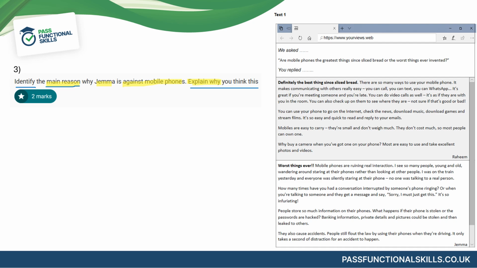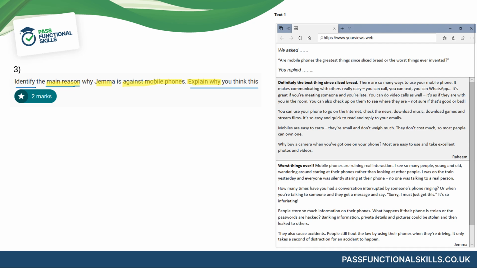So basically just work backwards and explain to the examiner how you work that out. What tells you that that is the main reason that she's against mobile phones? Okay, so when we're thinking about the main reason that an author thinks something, there's a few things that we can look at. So do they mention something more than once? So do they keep coming back to one point and mentioning others, but they mention this one point more than once?